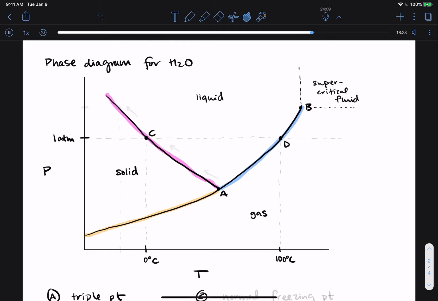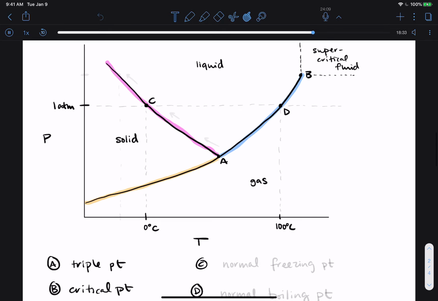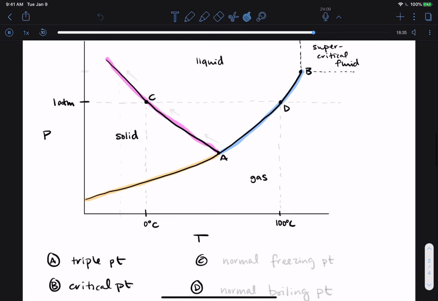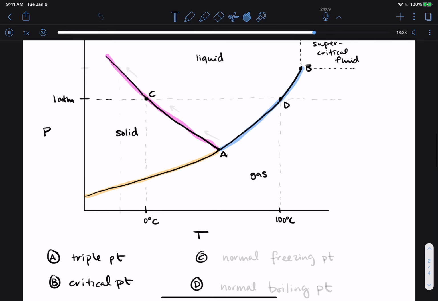Points C and D, I think you would be able to figure out based on how I've labeled, but let's look at them explicitly anyway. If I take a dashed line across this pressure reading, that's at 1 atmosphere. And if I go down from point C, this is 0 degrees. So at 1 atmosphere, this is the freezing point. This is my normal freezing point.